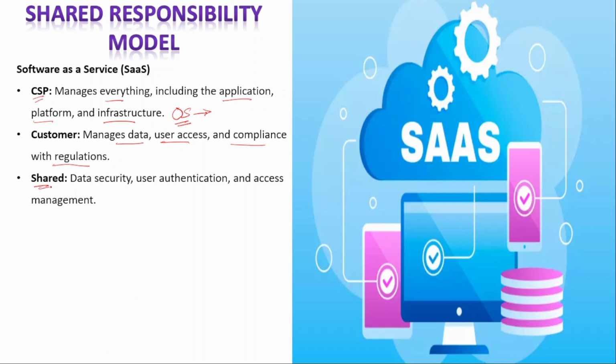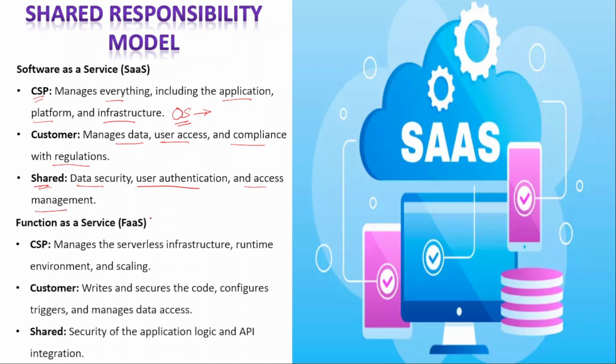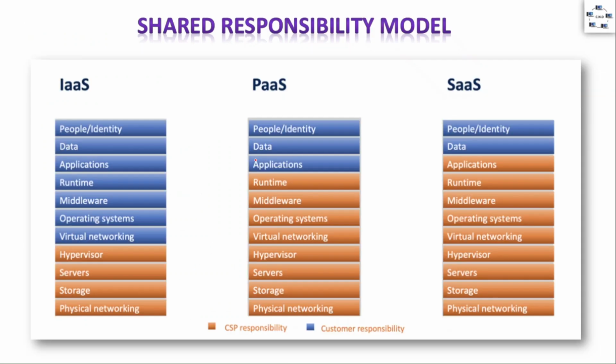And what are the shared responsibilities? These include the data security, user authentication, and access management. And the last one is function as a service, where the CSP manages the serverless infrastructure, runtime environment, and scaling, while the customer only writes and secures the code and configures triggers and manages data access. And shared responsibility includes security of the application logic and API integration.